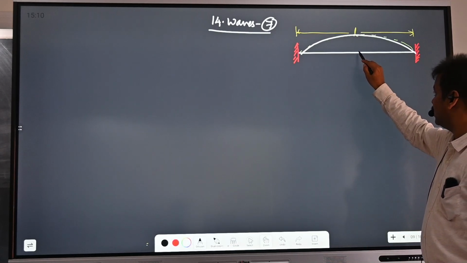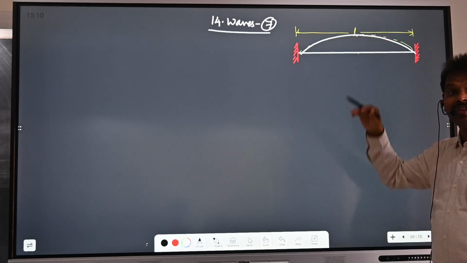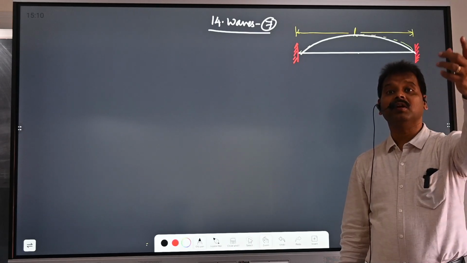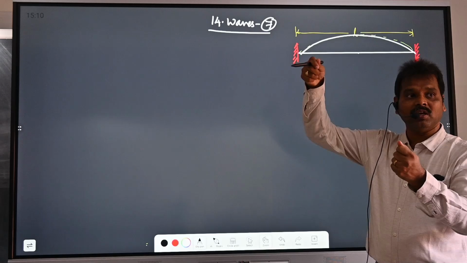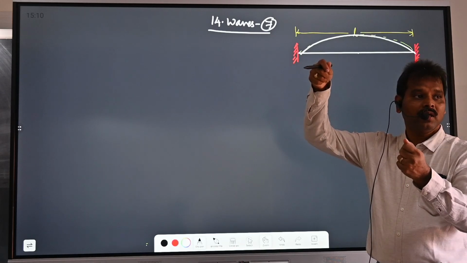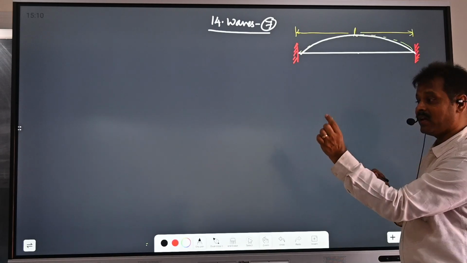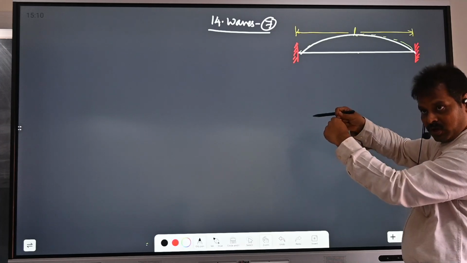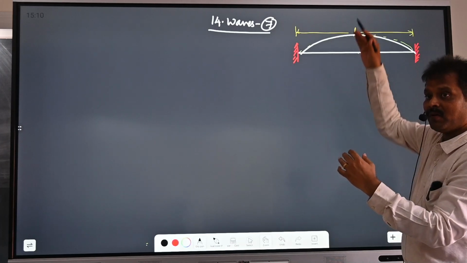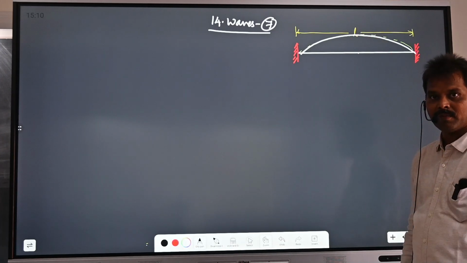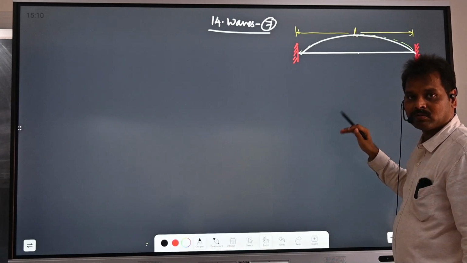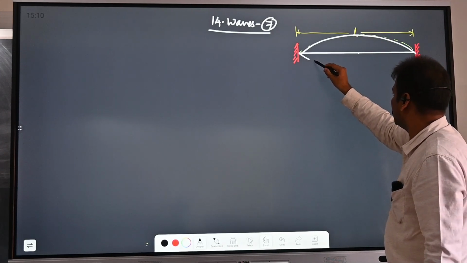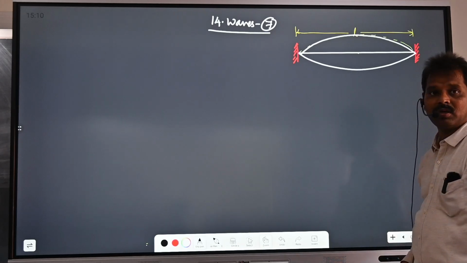This is the actual length of the string, and the final length increases or decreases? Increases because of the tension. Yesterday, while deriving the expression for potential energy per unit length of a wave, the length dx increased to dl. So here also, while vibrating, the length increases. Now the same thing can be seen here.